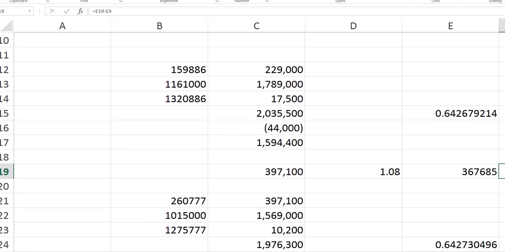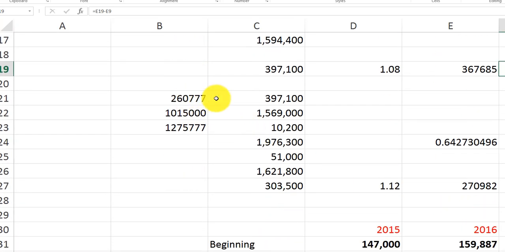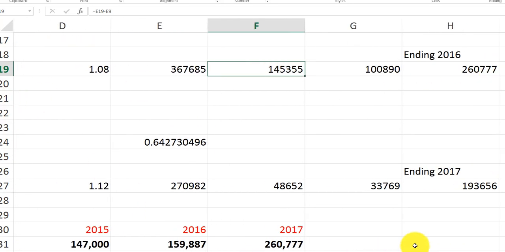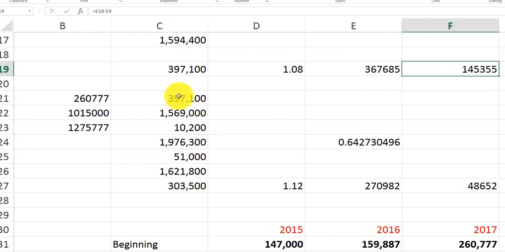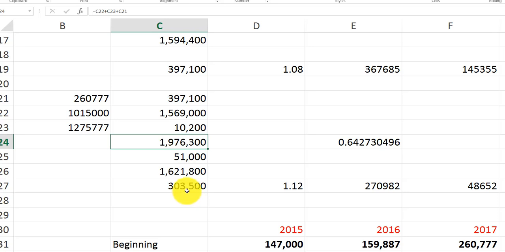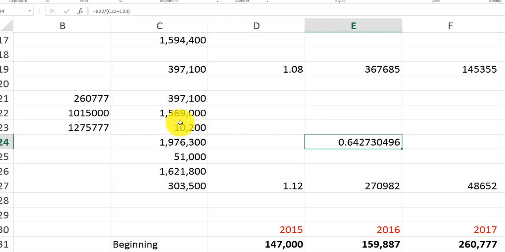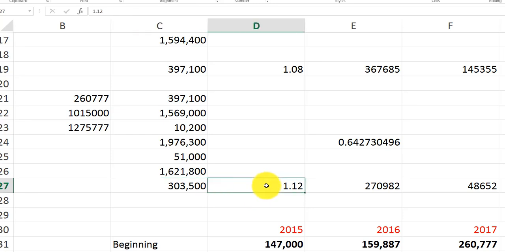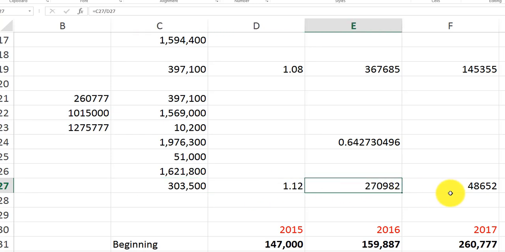And then we have our third year where everything comes down. 260 comes down to the beginning. 397 comes down. We have our purchases. We have our markups. All right. We have our markdowns, ending inventory. We calculate our cost percentage, same way as before. All right. Now we take our ending inventory at retail, take out the inflation, we get 270.